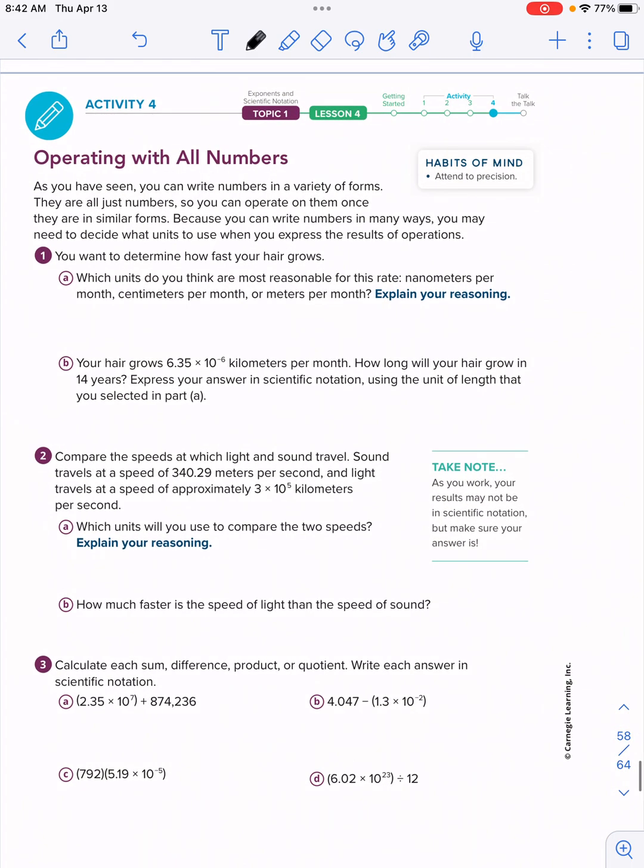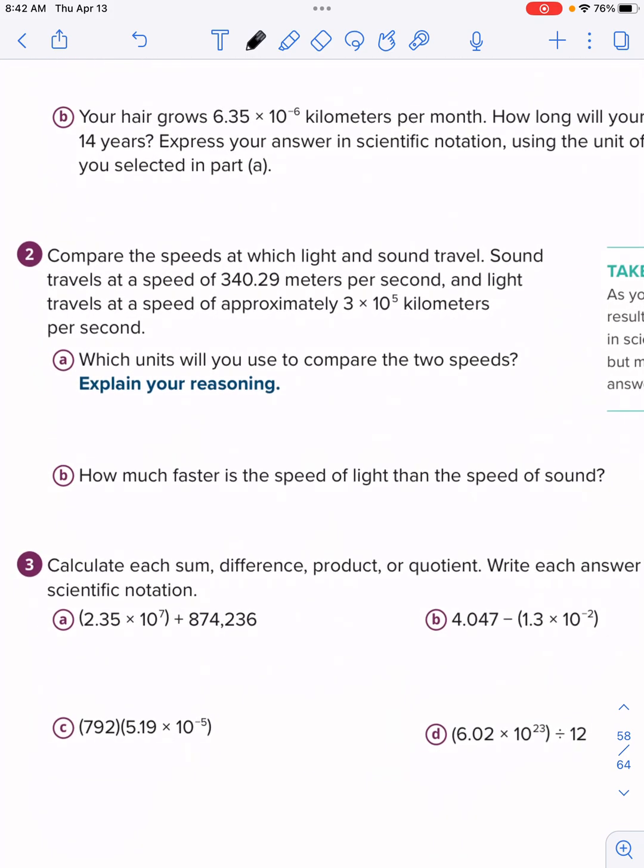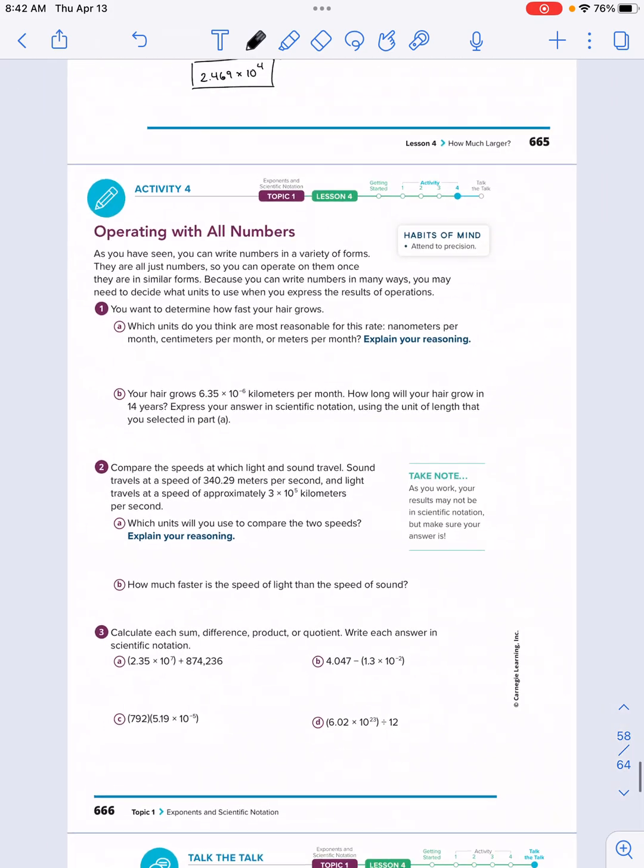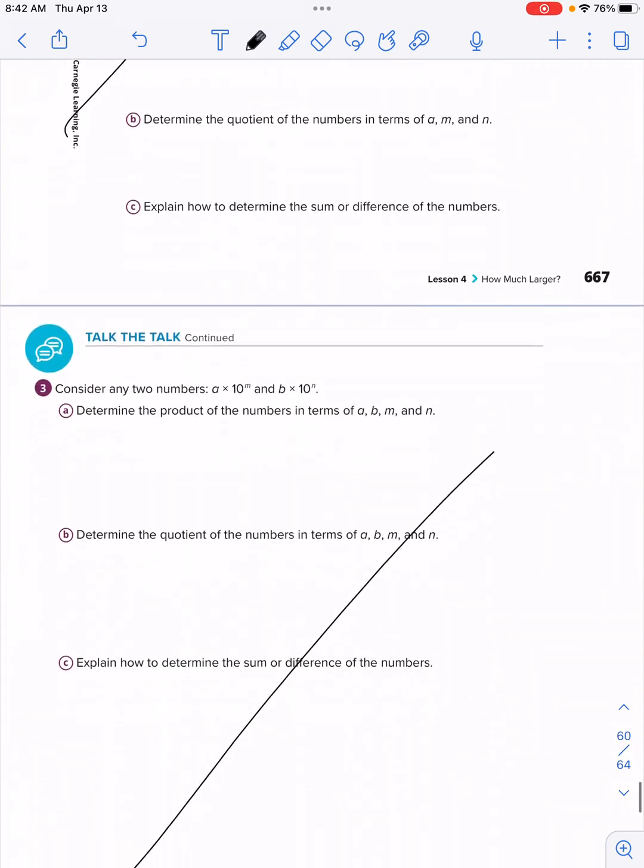Let's look at this. Do you want to go through any of these problems? These are mainly just contexts, but we've already practiced things like this for dividing. Yeah, we're going to forego this. Okay, we're skipping talk to talk.